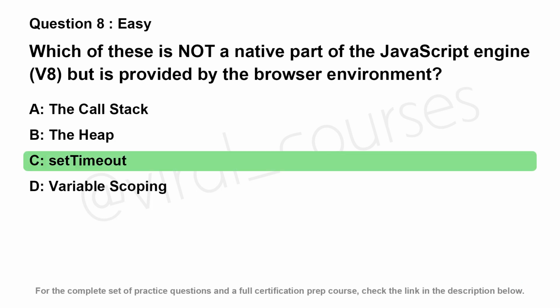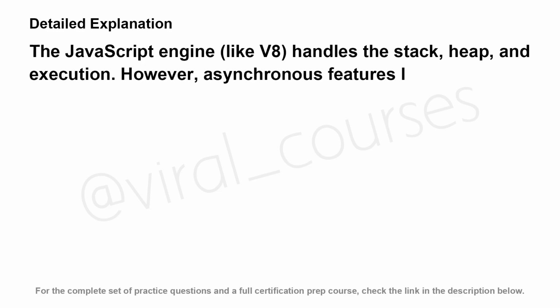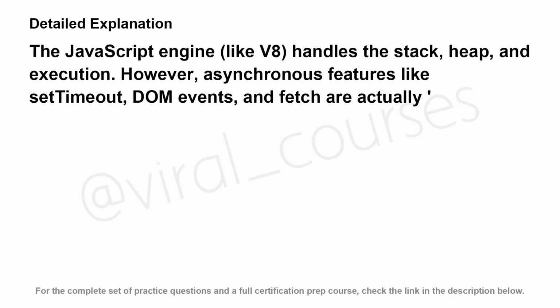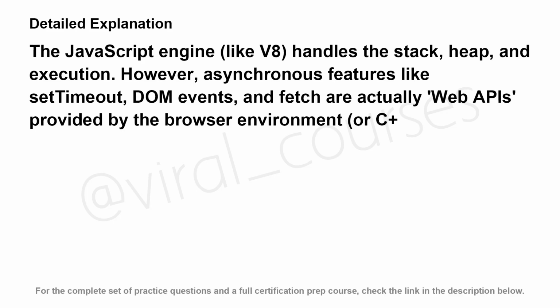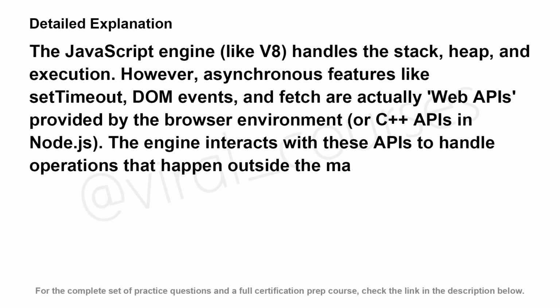The correct answer is C. The JavaScript engine, like V8, handles the stack, heap, and execution. However, asynchronous features like setTimeout, DOM events, and fetch are actually web APIs provided by the browser environment, or C++ APIs in Node.js. The engine interacts with these APIs to handle operations that happen outside the main execution thread.